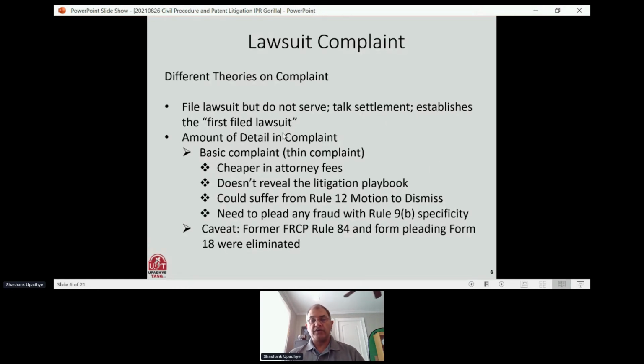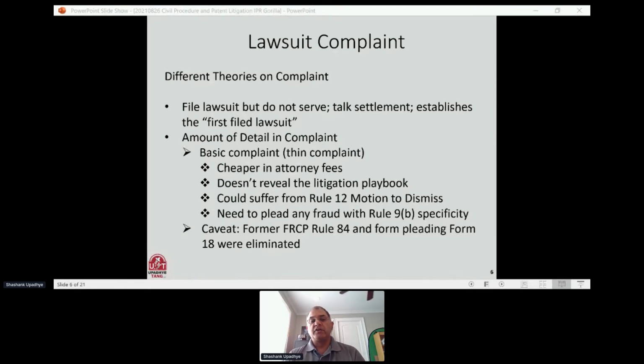Another thing to think about when you draft the complaint in the lawsuit is how much detail you want to put into it. There's a couple of different theories. The first one, of course, is the basic complaint. It's thin. Is it cheaper in attorney's fees to draft? Of course, because you're not writing as much down. Strategically, it doesn't reveal the litigation playbook. It doesn't lay out everything that's going to be part of the lawsuit. It doesn't really describe what the patent holder's theory of the case is going to be.